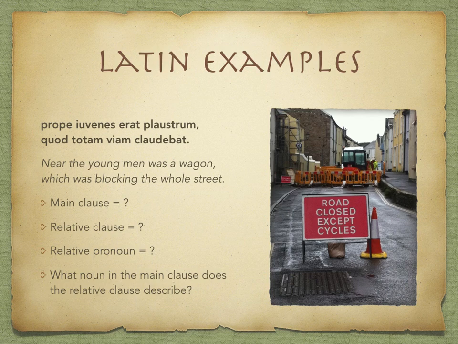So the main clause is the first part of the sentence. Near the young men was a wagon. This bit makes sense on its own. The relative clause, which was blocking the whole street, quod totam viam claudebat. The relative pronoun is the word quod. Don't confuse it with because here, it means which, and it refers back to the wagon in the main part of the sentence.